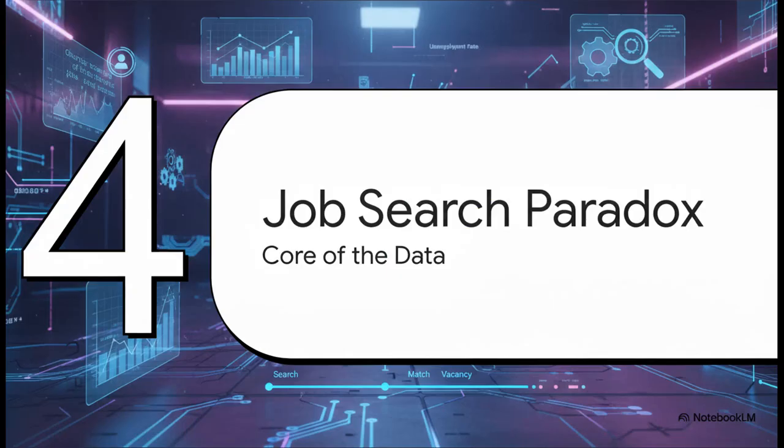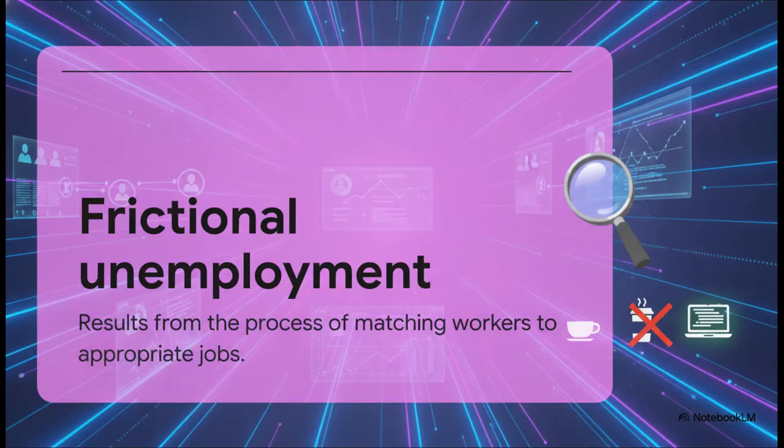Section 4. The job search paradox, the core of the data. To understand why that natural rate literally never hits zero, we have to look at market mechanics. Economists attribute this baseline to 4 main factors: structural unemployment from minimum wage laws, the market power of unions, companies paying premium efficiency wages to boost productivity, and most notably, what we call frictional unemployment. Frictional unemployment is simply the time it takes to properly match a worker's unique tastes and skills with the right job. It's not about a lack of jobs, it's about the search process.